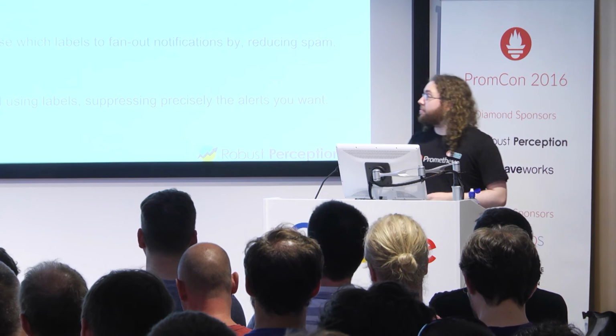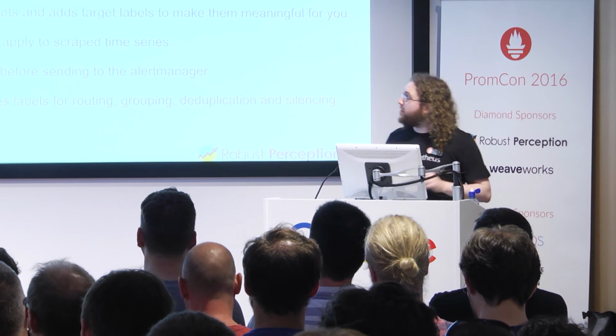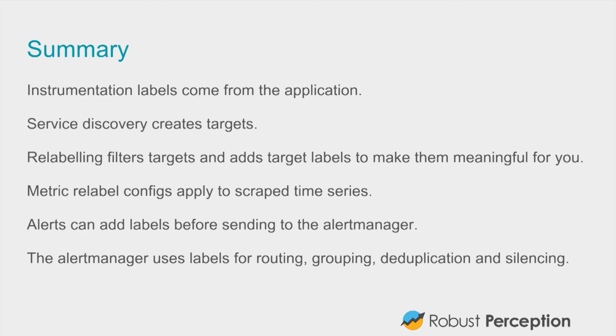So to summarize, the instrumentation labels come from the application. The service discovery then creates targets. We relabel those to figure out what we're actually scraping, pull those in, and add the target labels. Then you do the metric label configs. We apply those to the scraped time series. Those go into Prometheus.